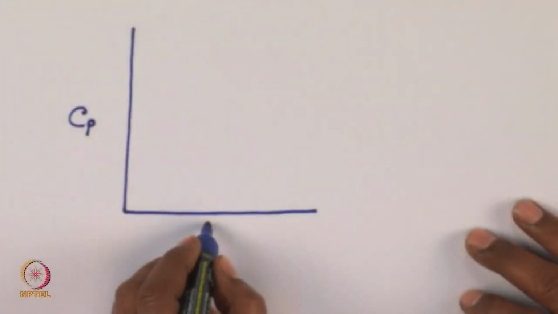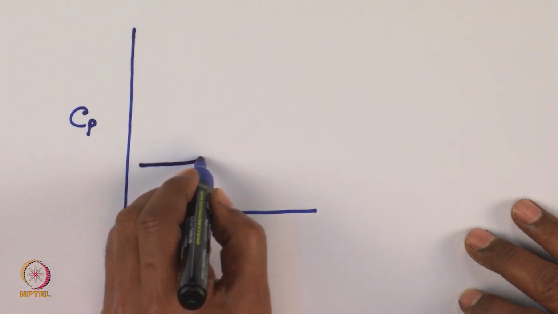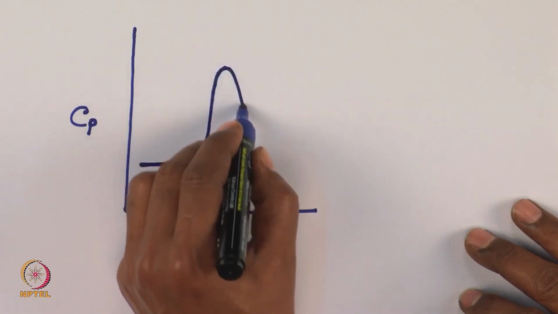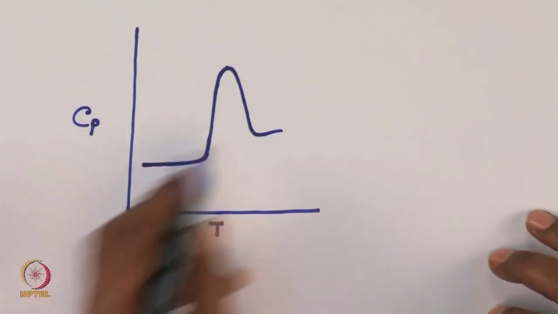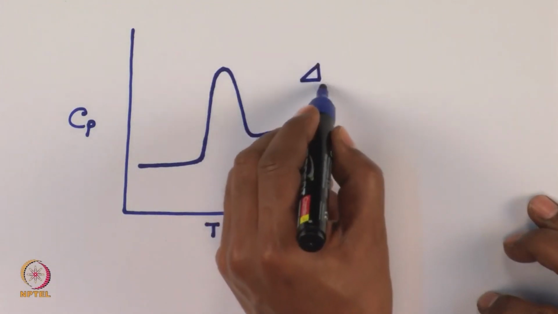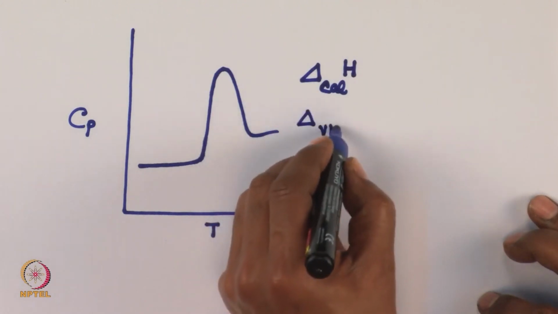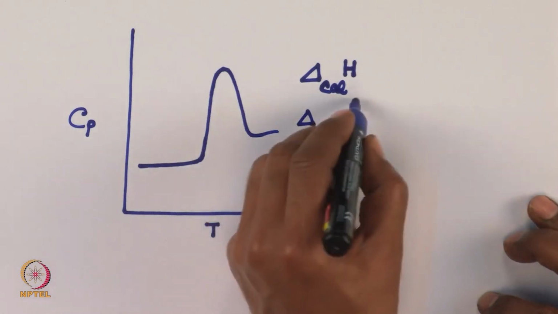Now we will start discussing how the thermodynamics of the process can give information about the molten globule state. Let us take a look at a typical differential scanning calorimetric output. In a DSC, what we have is Cp versus the temperature, and we have a differential scanning calorimetric profile from which we get delta H calorimetry and delta H Van't Hoff. These two are obtained.